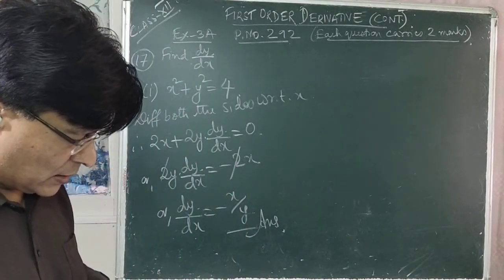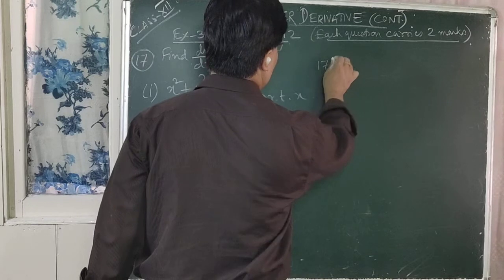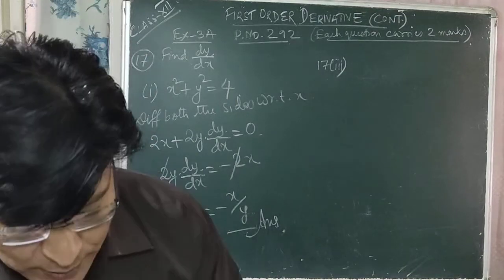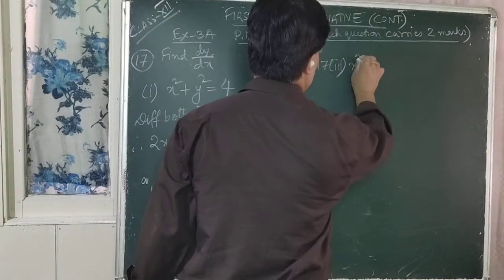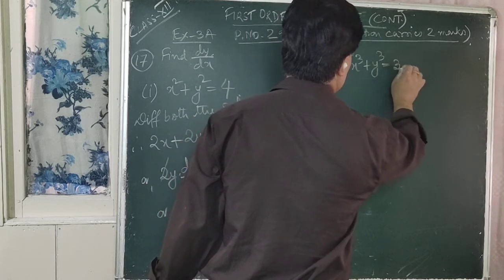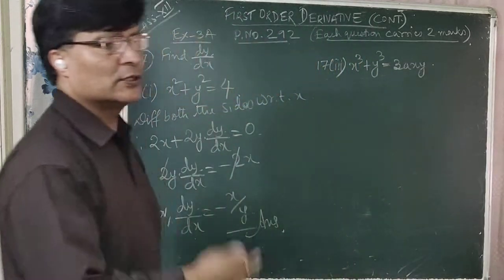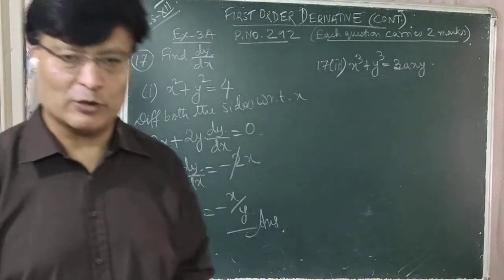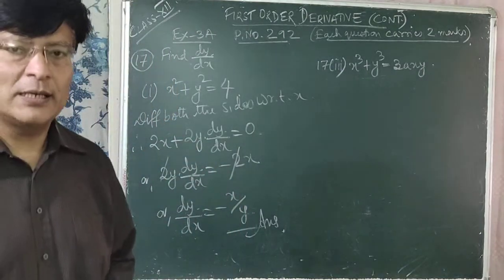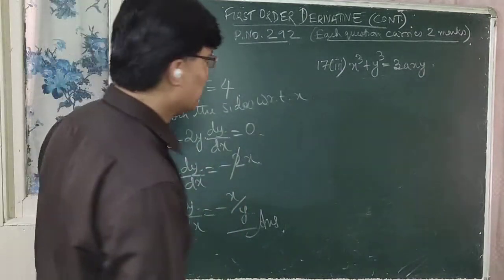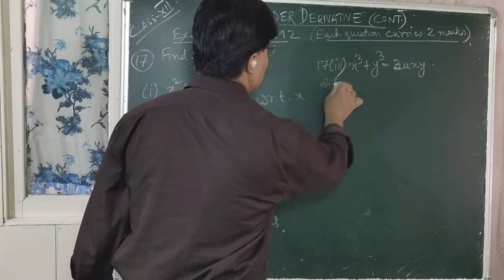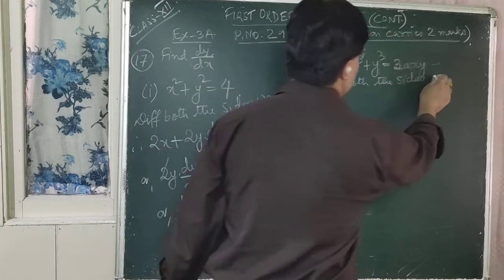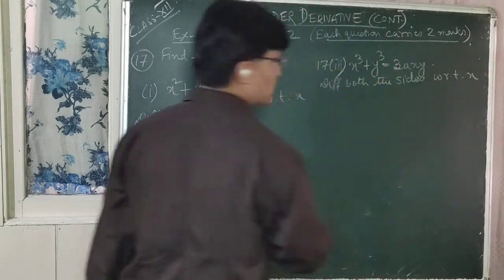That is number 3. 17 number 3 is, it is given x cube plus y cube is equal to 3axy. So this is also the relation in terms of x and y. This is an implicit function, and the equation is known as the implicit equation. So let us differentiate it directly, okay? So differentiating both the sides with respect to x, okay?